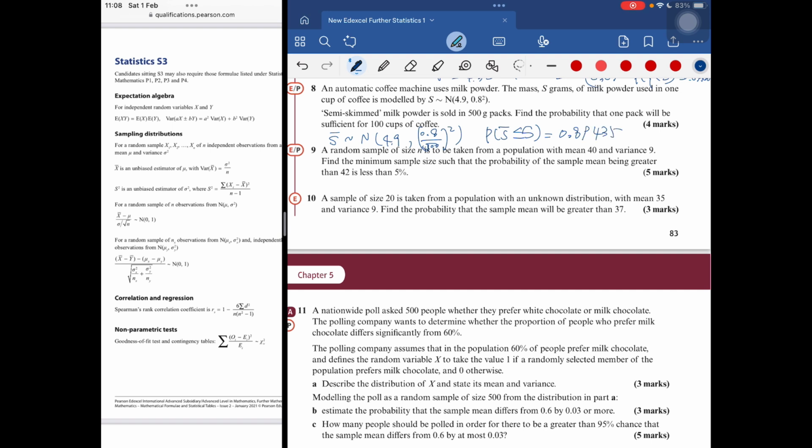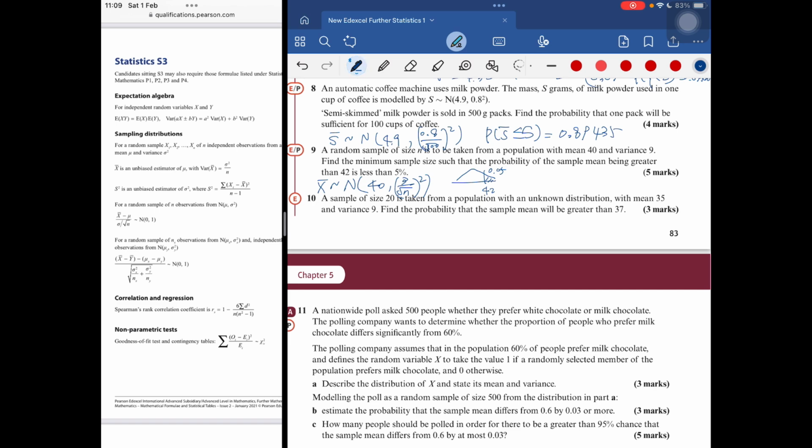Number 9. A random sample of size n is to be taken from a population with mean 90 and variance 9. So we need the minimum sample size. X bar follows a normal distribution with mean 40 and standard deviation 3 over square root of n. So for the minimum sample size, the probability of X bar being greater than 42 is less than 0.05.